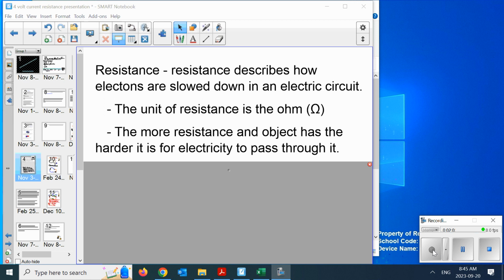All right, moving along. Something called resistance, because it was called volts, currents, resistors. That's our presentation title. Resistance describes how electrons are slowed down in an electric circuit. The unit of resistance is the ohm. Looks like the Lululemon symbol. It's actually a Greek letter, omega. The more resistance an object has, the harder it is for electricity to pass through it. There's going to be more, but I'll give you this chunk first.